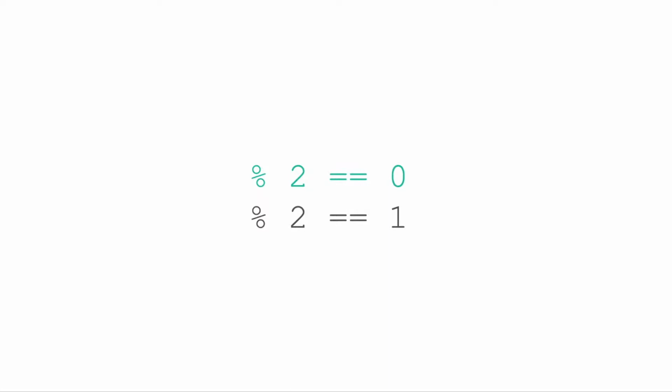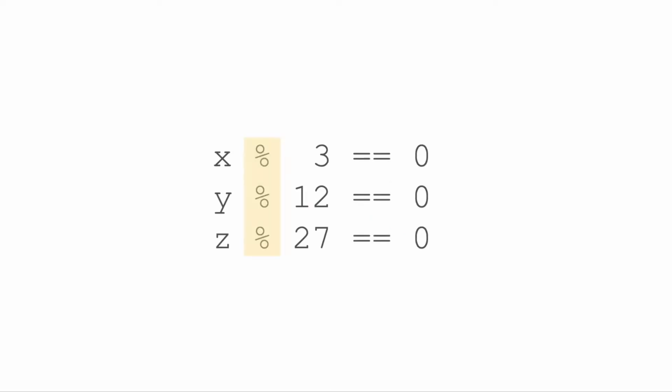Any integer modulus 2 that results in 0 is an even value. Any integer modulus 2 that results in 1 is an odd value. Any integer modulus another integer that results in 0 is considered to be evenly divisible by that integer.